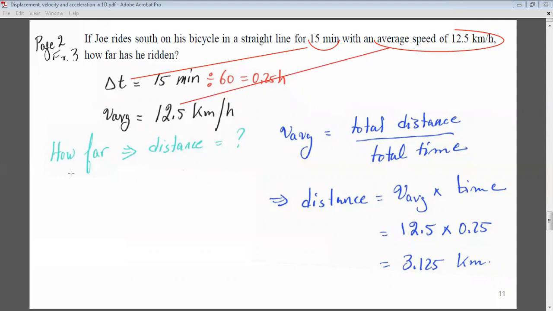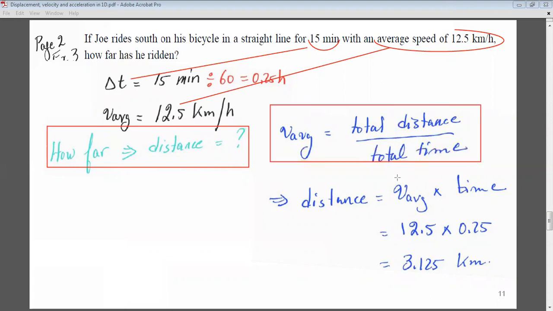How far means distance. Find the distance. So what do we use? Again, I have the average, I have delta T, I need distance. So I use the average equal total distance divided by total time. Here I have to pay attention that delta time is given in minutes and the average is given in kilometer per hour. I cannot use two quantities in one equation where one of them is minutes, the other is hour. I have to change the units. The easiest way is to change minutes to hour.